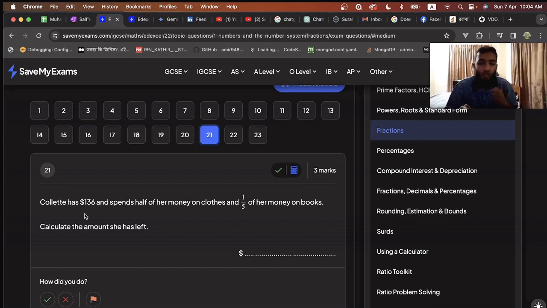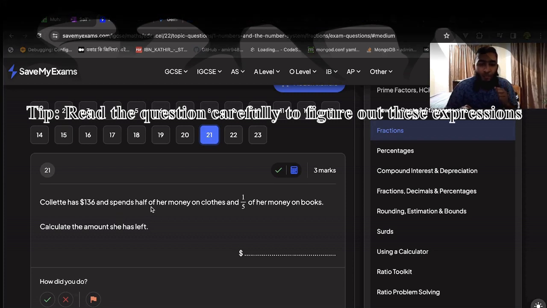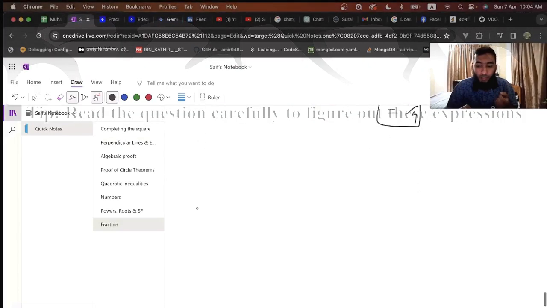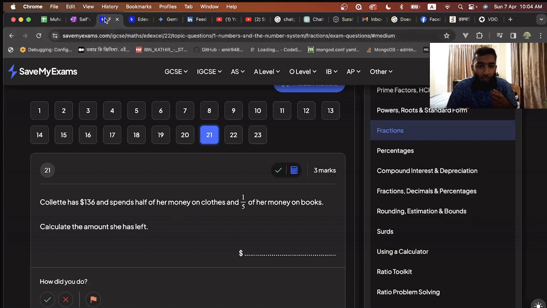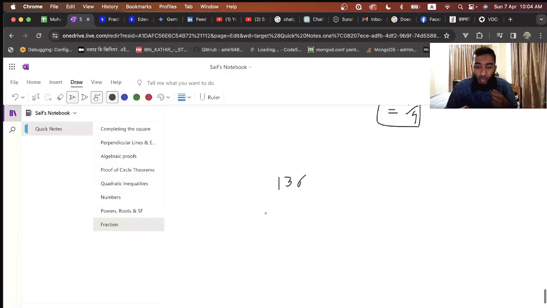Let's read the question. It says, Colette has $136 and spends half of her money on clothes and 1/5 of her money on books. Calculate the amount she has left. So the total amount that Colette has is $136, right? She spends half of her money on clothes, so half of 136 on clothes.